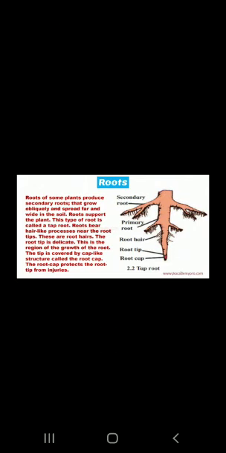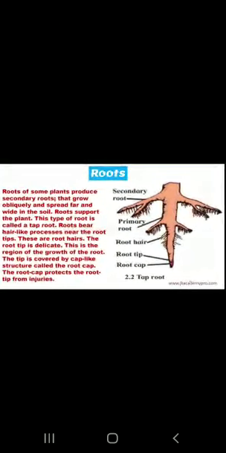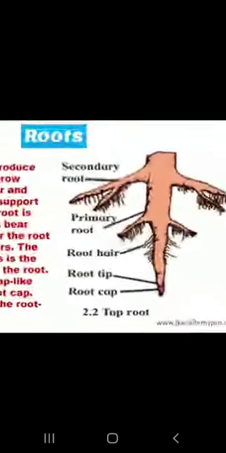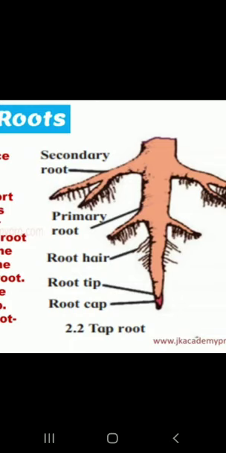Roots of some plants produce secondary roots that grow obliquely and spread far and wide in the soil. Root supports the plant. This type of root is called a tap root. Here you can see in this root there is a main vertical root, and you can see the horizontal roots coming out from this main root. They are called secondary roots, and the main root is called the primary root.